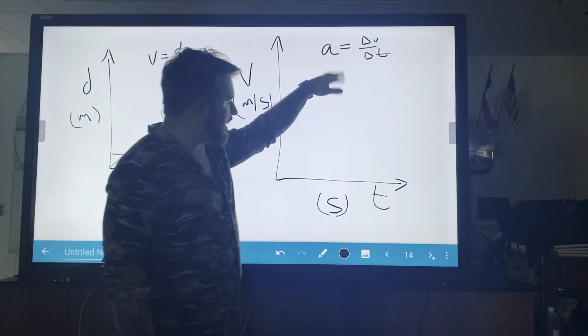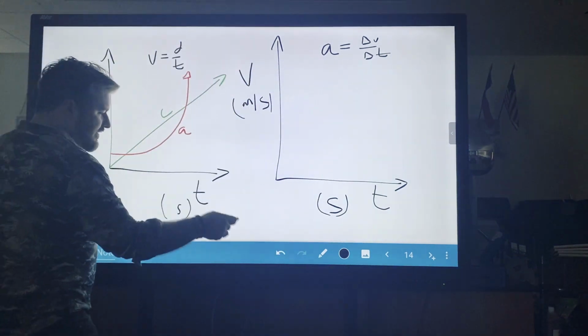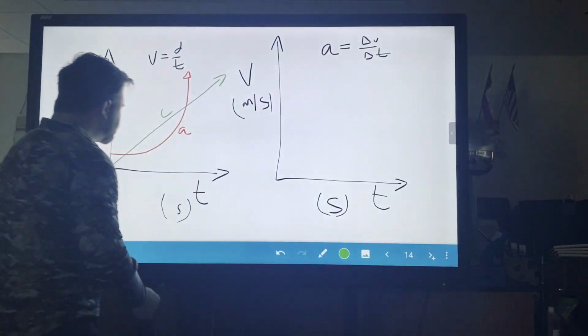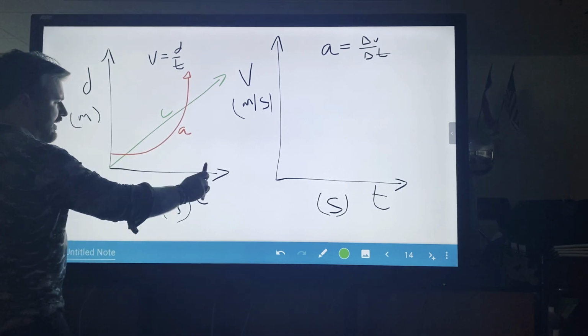The slope of this line is going to be acceleration. Now let's look at it. Take this one, constant velocity. This is distance versus time. I'm getting a constant distance out of time.